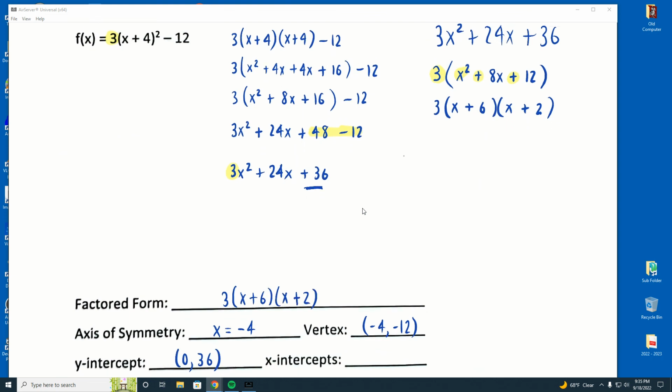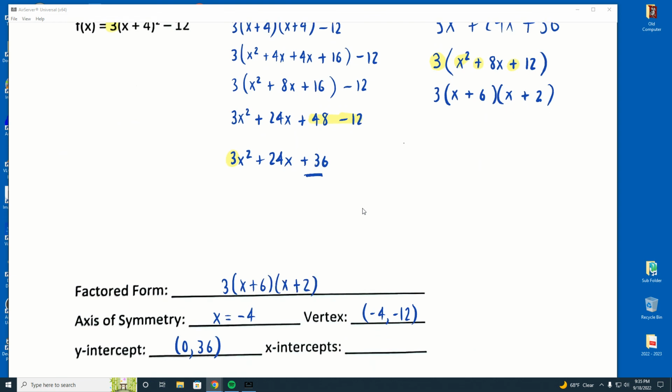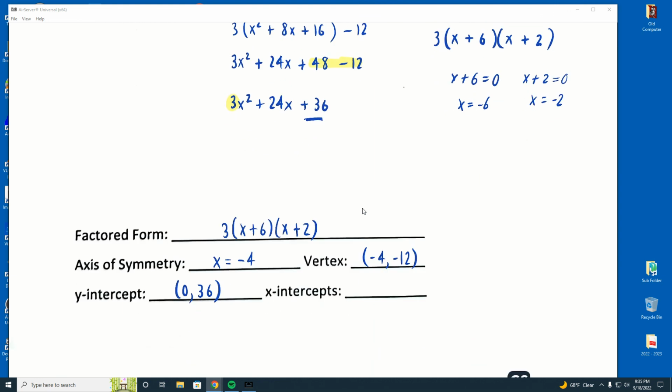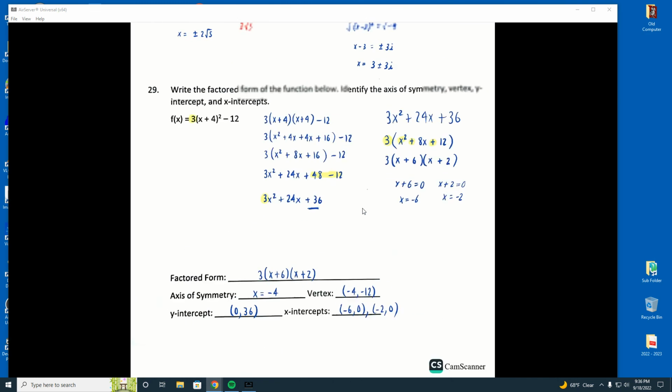And then finally, what about those x-intercepts? Well, remember, we find those by taking these factors, x plus 6, and setting it equal to 0, and x plus 2 and setting it equal to 0. So I'm going to subtract 6, that's negative 6, and I'm going to subtract 2, that's negative 2. So my x-intercepts are at negative 6, 0, and negative 2, 0.